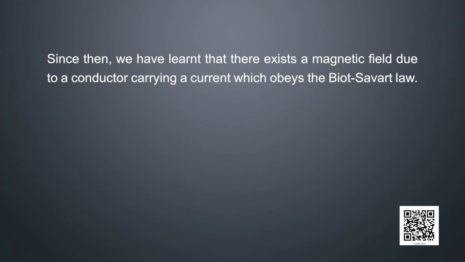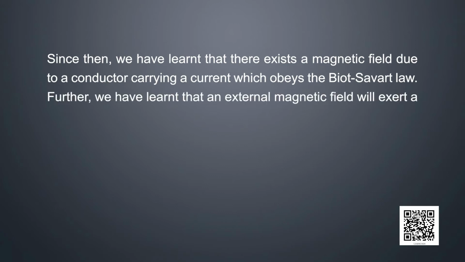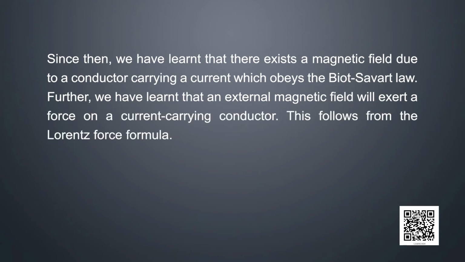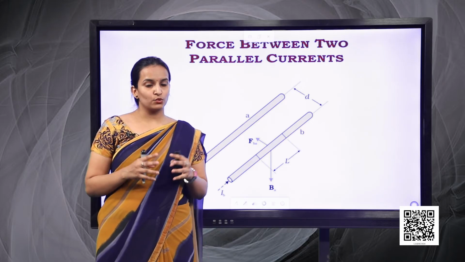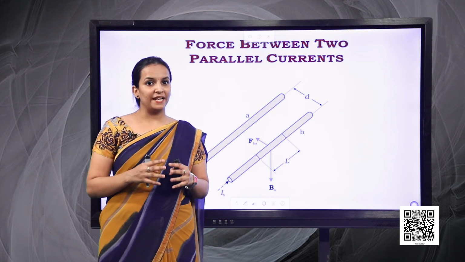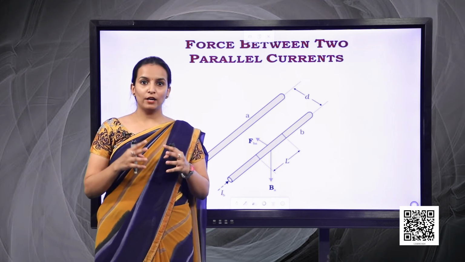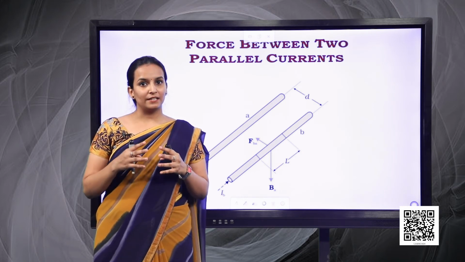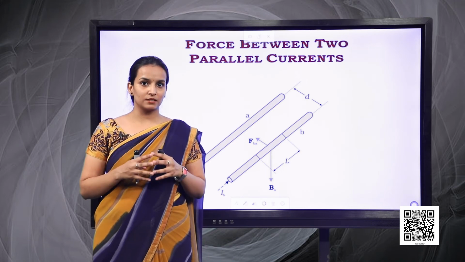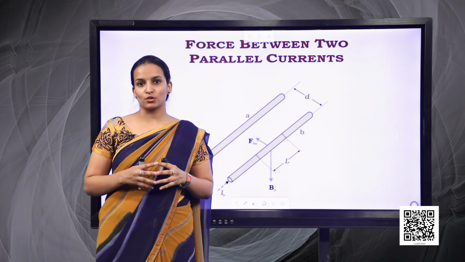Since then, we have learned that there exists a magnetic field due to a conductor carrying current, which obeys the Biot-Savart law. Further, we have learned that an external magnetic field will exert a force on a current carrying conductor. This follows from the Lorentz force formula. Now, can you think what will happen to two current carrying conductors placed near each other? If we connect the understanding of Biot-Savart law and Lorentz force, we may conclude that these two closely placed conductors will exert magnetic forces on each other.